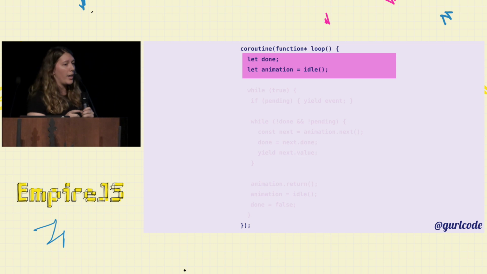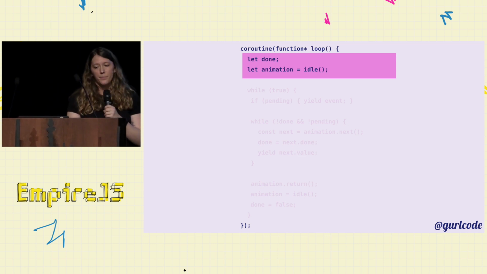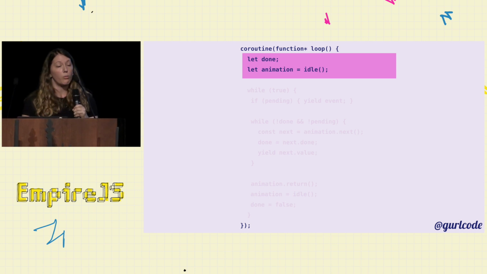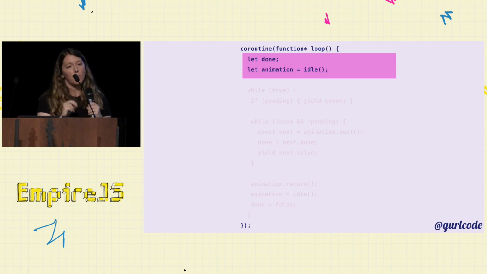So now we can rewrite the main loop of the game. So we're going to take advantage of canceling the generator in this. Our loop generator function will be run by the coroutine. So we can rely on it to handle any values yielded to it, async or otherwise. We'll create a variable to say the status of the generator done or not, and we're going to preset the animation to idle.